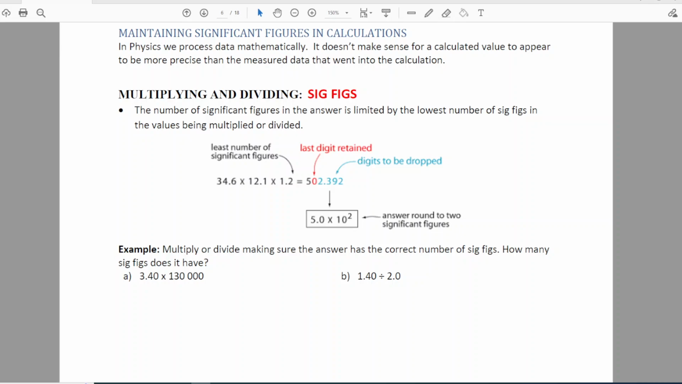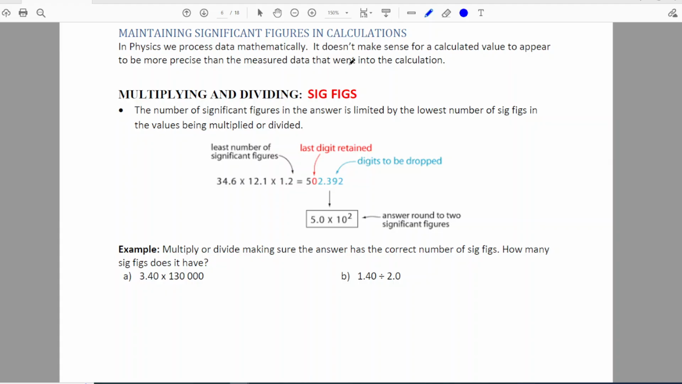So now that we've learned how to record measurements with the correct number of sig figs, and we've learned how to count sig figs in a measured recording, now we're going to look at what we are going to do when we start working with significant figures in calculations. So in physics, we process data mathematically. There's going to be a lot of math in this course.